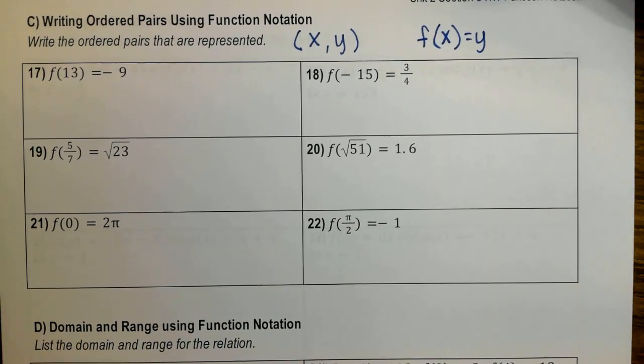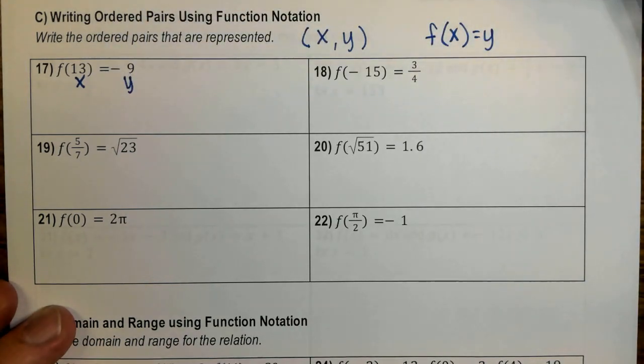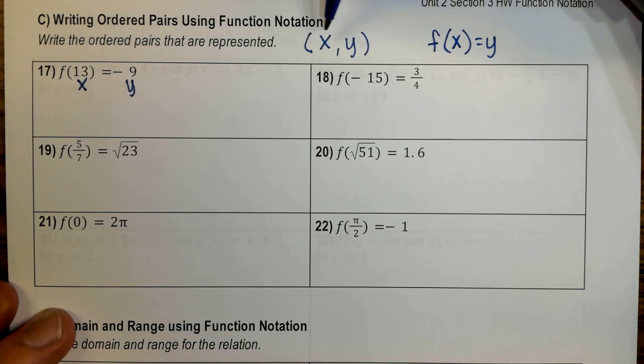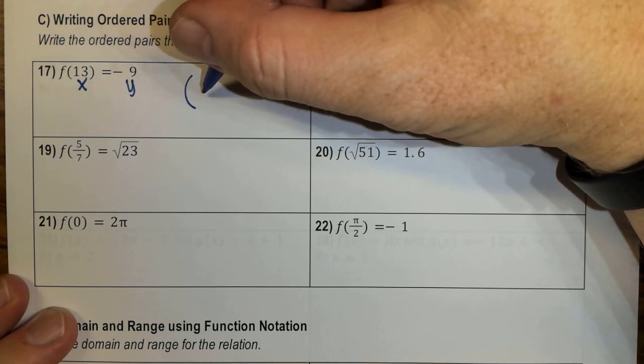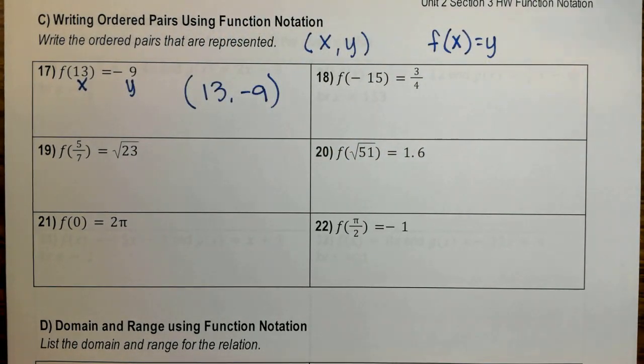So if this helps, you can go through and label x, y. And so my directions just say write the ordered pair, which is this in parentheses. So I'm just going to take these two numbers and go, okay, 13, negative 9. That's my answer. That's all I'm doing on these. Okay, so let's look at 18.